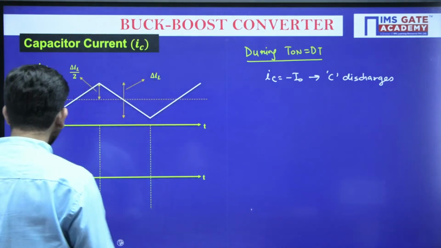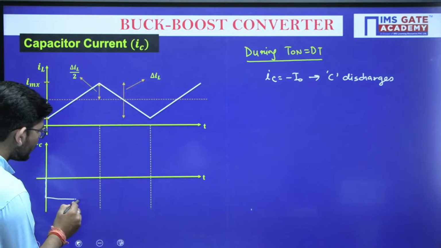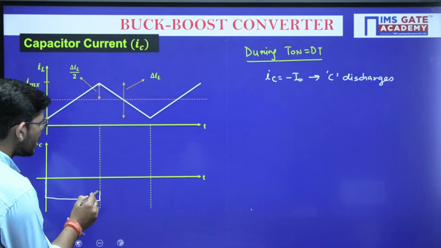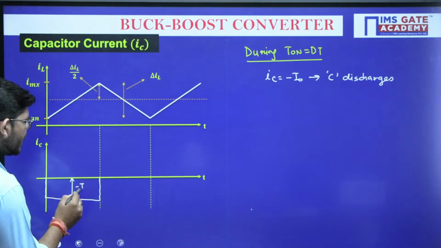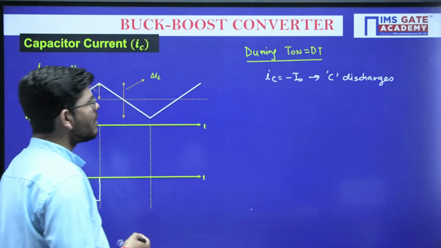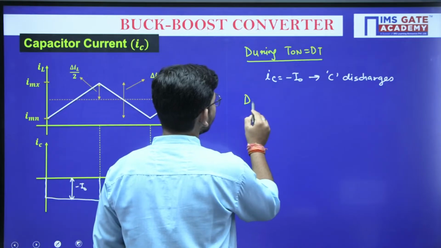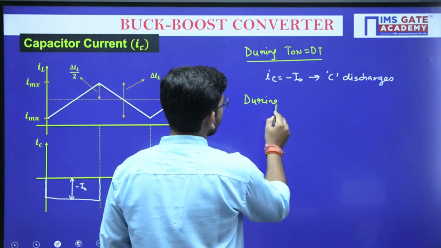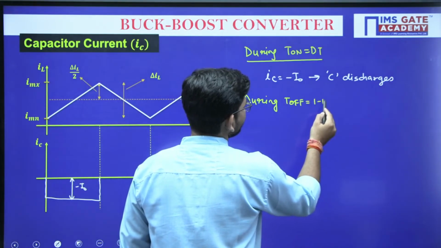So what is the capacitor current? It is minus I naught. Capacitor current during the on time is minus I naught. Now what will happen to the capacitor current during the off period, that is, during T off equals to 1 minus dt?